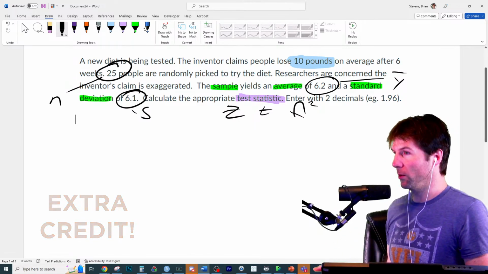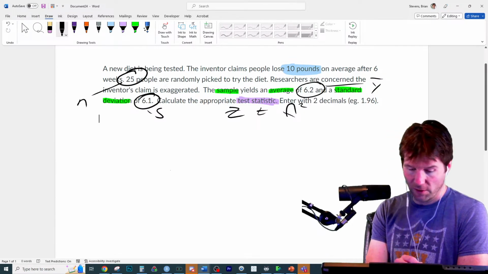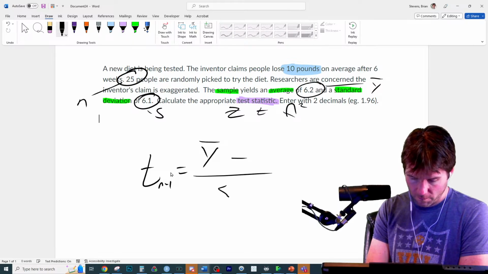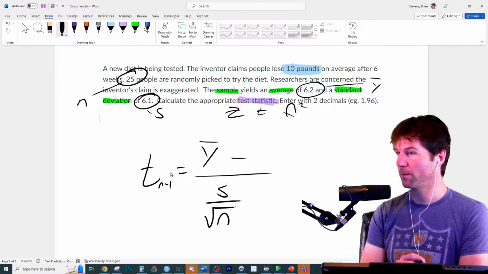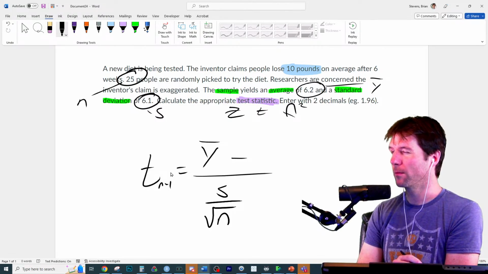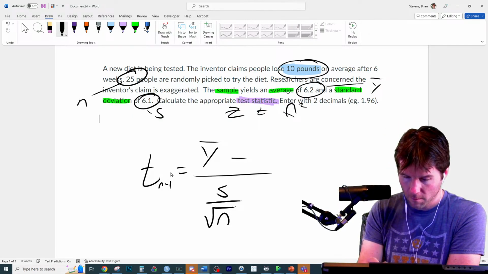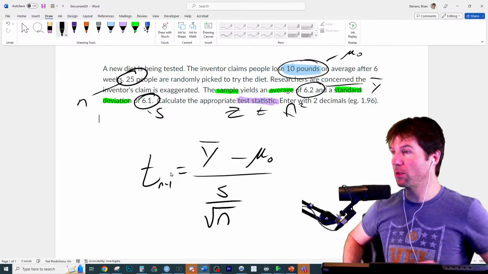The inventor claims you'll lose 10 pounds. So I could write down the formula too. I'll start writing the formula and see if you get it. So it is T with n minus 1 degrees of freedom equals y bar. I left something out right there. That value is mu naught. That is the claimed truth.